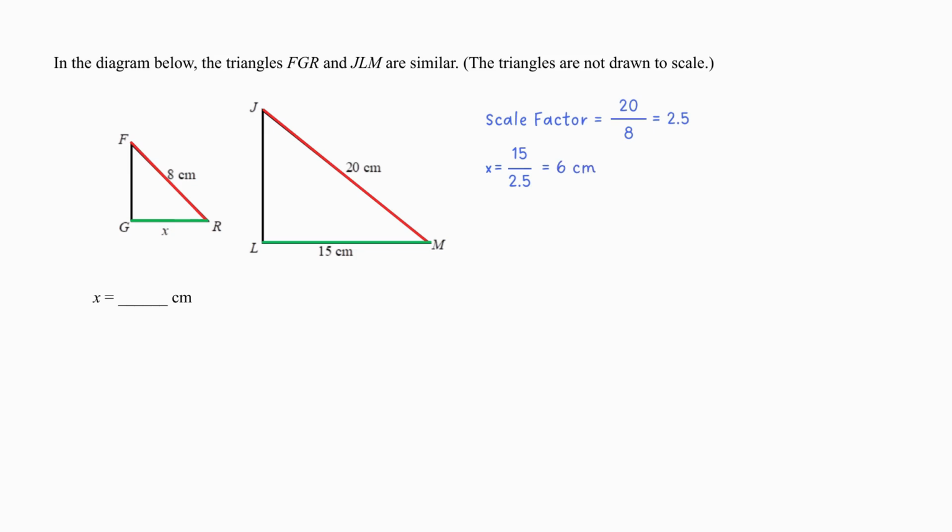Now there is another way to solve it, which is the ratio method. X over 8 is equal to 15 over 20. Simplify 15 over 20 by dividing both by 5. We get 3 over 4. Now cross-multiply. 8 times 3 is equal to 24. 24 divided by 4 is equal to 6. So x equals 6. Choose whether you want to solve using the scale factor or the ratio method. Ready for the next question? Let's go.